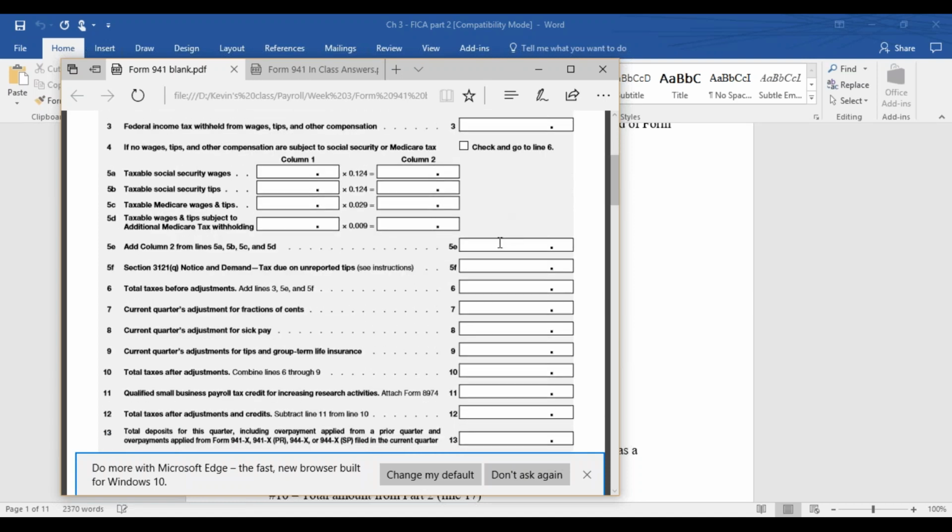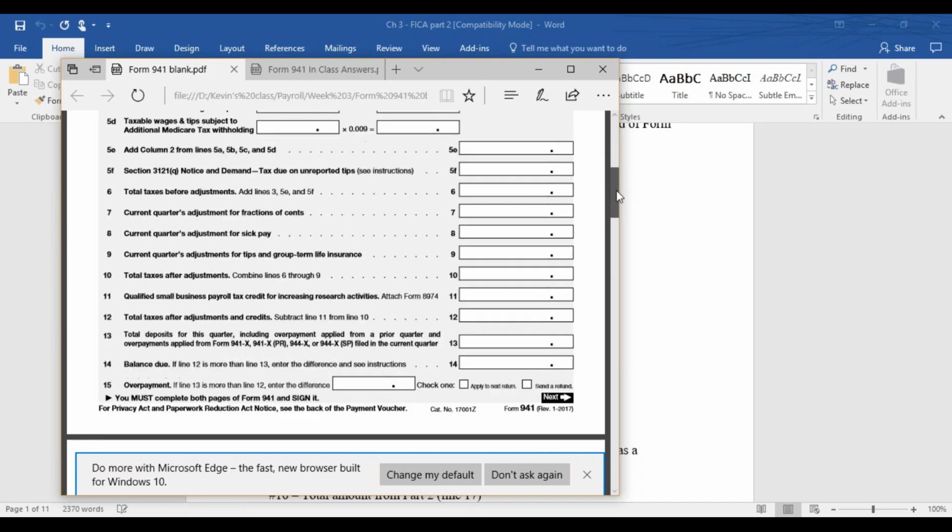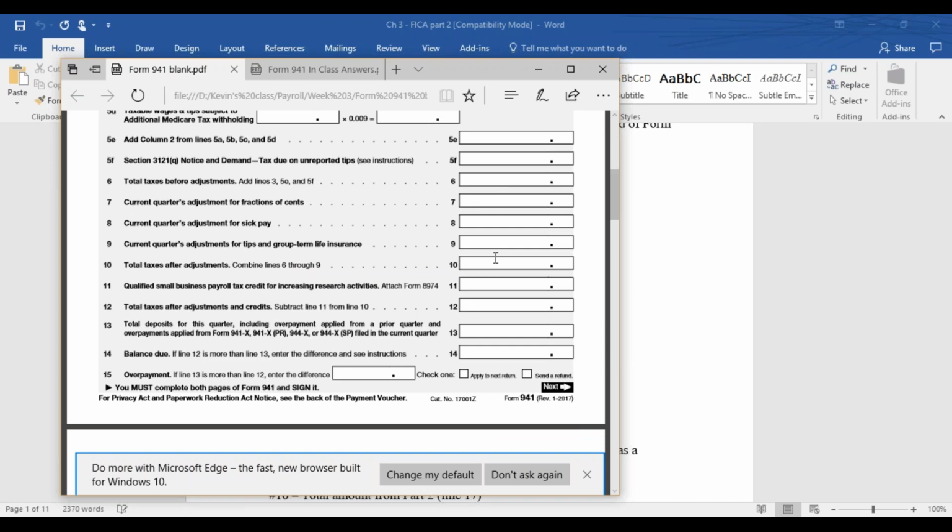And then the 5E, you're going to add to line 3, as you'll see here, to get line 6. And then we're not going to use line 7 through 9. So whatever line 6 is, that will be line 10. And then line 10 will also be the same as line 12.